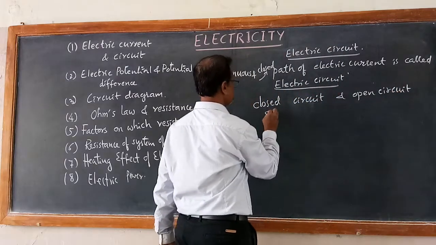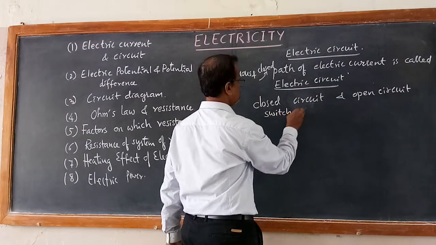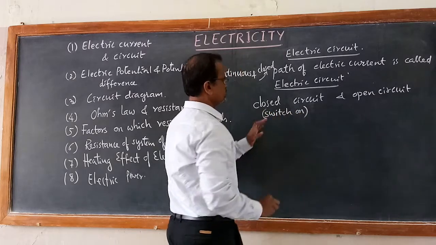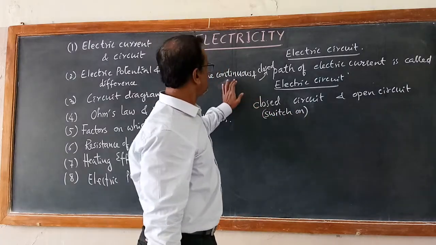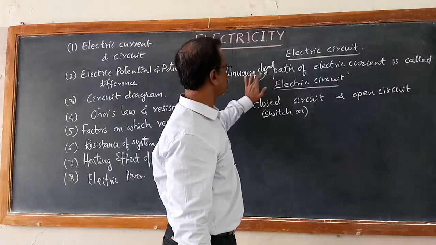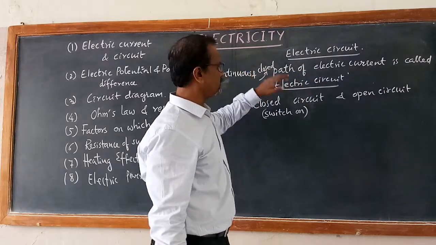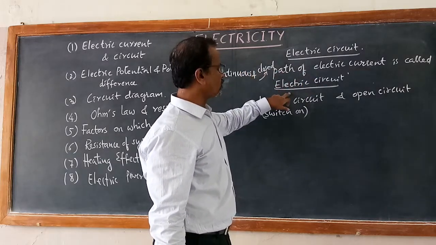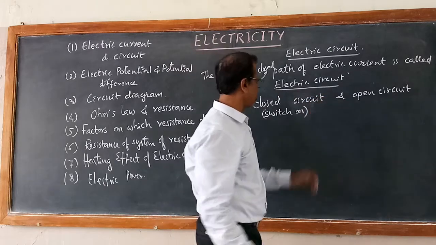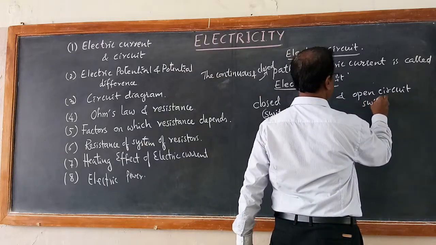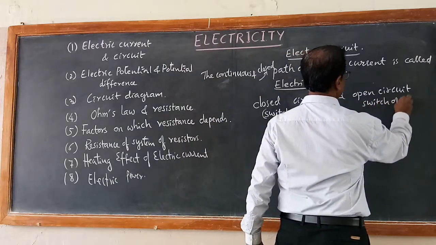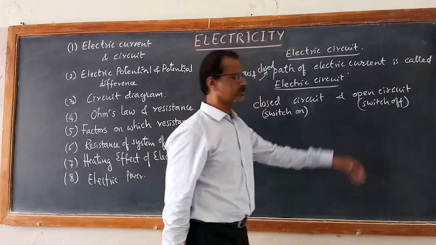Closed circuit means switch on. When it is in switch on mode, then there is a flow of charges through this closed path of electric current, that is called the closed circuit. Switch off. This is switch off. There is no link, there is a disconnection.